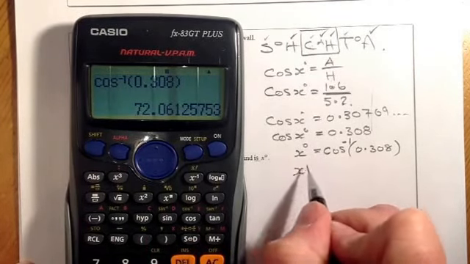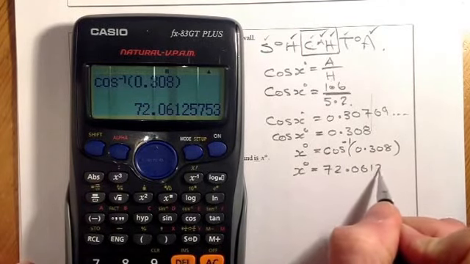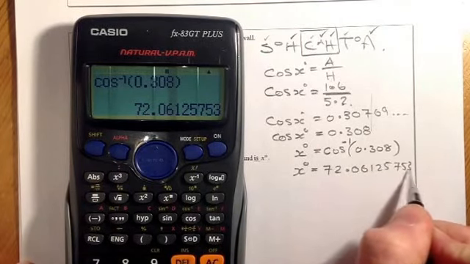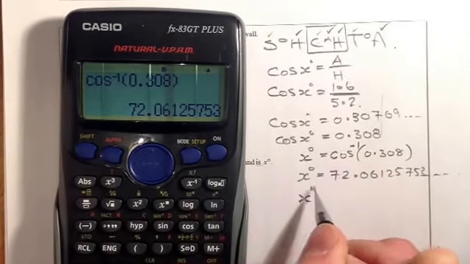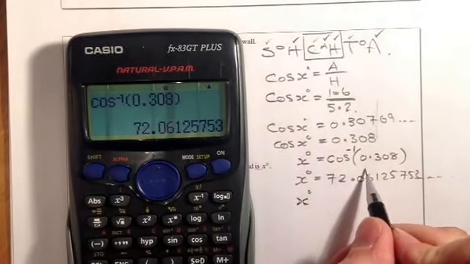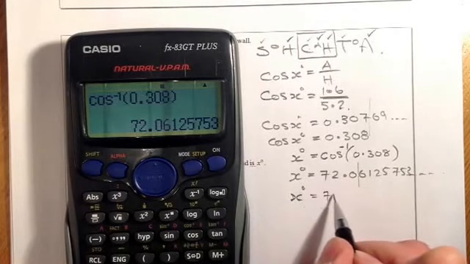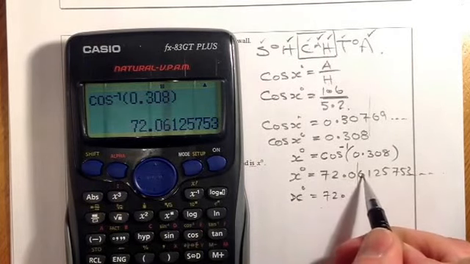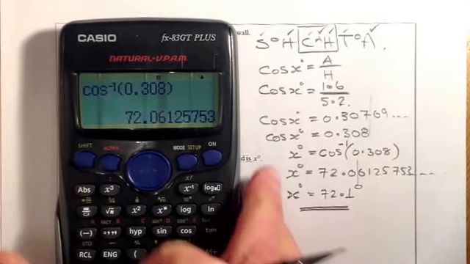So what that gives me is x is going to be equal to 72.0615753 degrees. So I'm going to round this number here. I don't think it asked me to round it in the question, but I'm going to round it to 1 decimal place for an angle. So I'm going to cut the number there. 72 point, the 0 changes to a 1 based on that 6 that's there. 72.1, and that's degrees. And there's my answer.